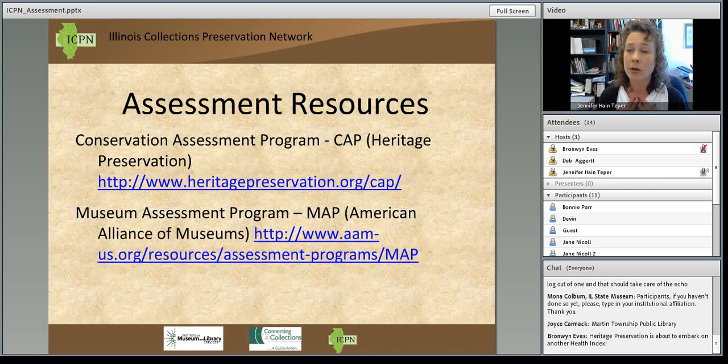And as someone who does do site visits and site assessments, I go back to CAP all the time, even as a library person, because these resources are really rich and really useful. So I really love the CAP site.